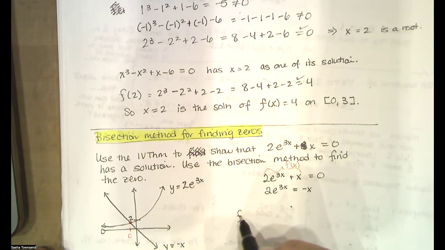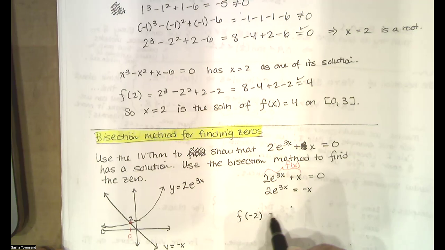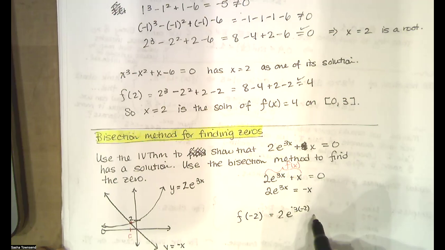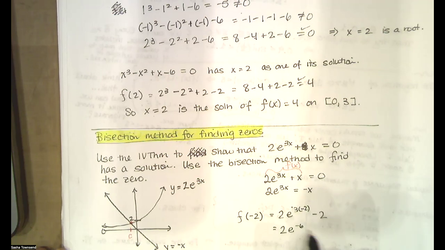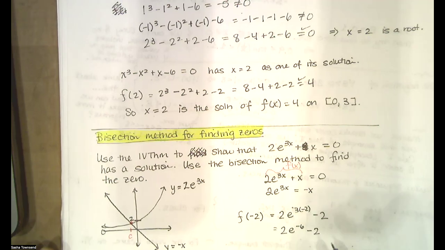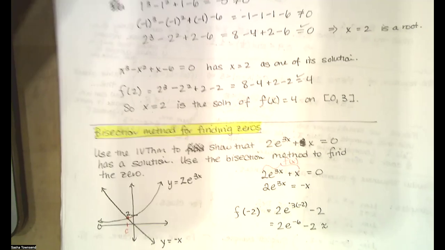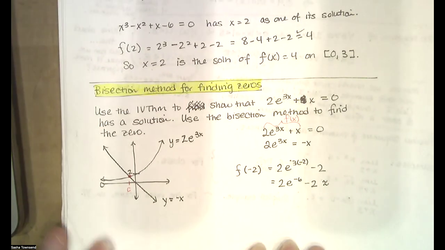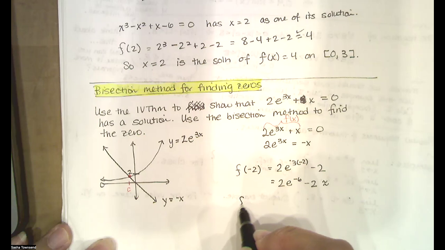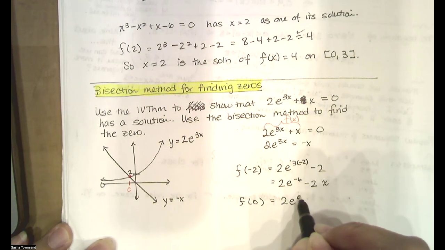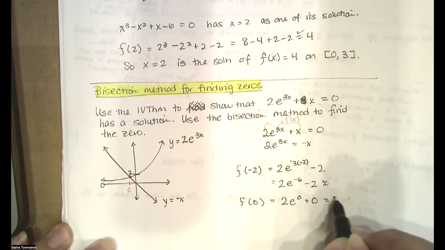So let's evaluate f at, let's say, -2. We've got 2 times e to the 3 times -2 minus 2. So I've got 2 e to the -6 minus 2. And I don't actually know what that is without a calculator. So I'm going to use the graphing calculator on Desmos to compute that number. And then we'll look at f of 0 as well. We've got 2 times e to the 0 plus 0, which is just 2.